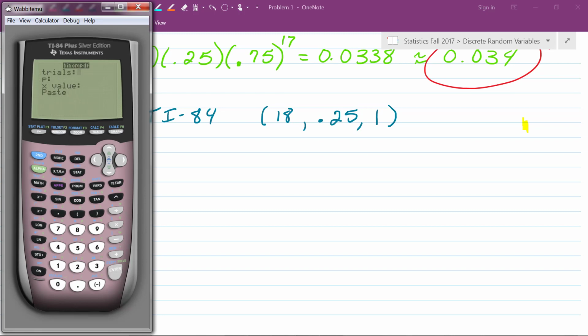How many trials do I have? I have 18 trials. What's my probability of success? I have 0.25 probability of success. My X, I'm choosing exactly 1 success. I'm going to hit enter until I get my answer. Typically, it's 3 times. And right there again, you have 0.0338. And rounded would be 0.034.